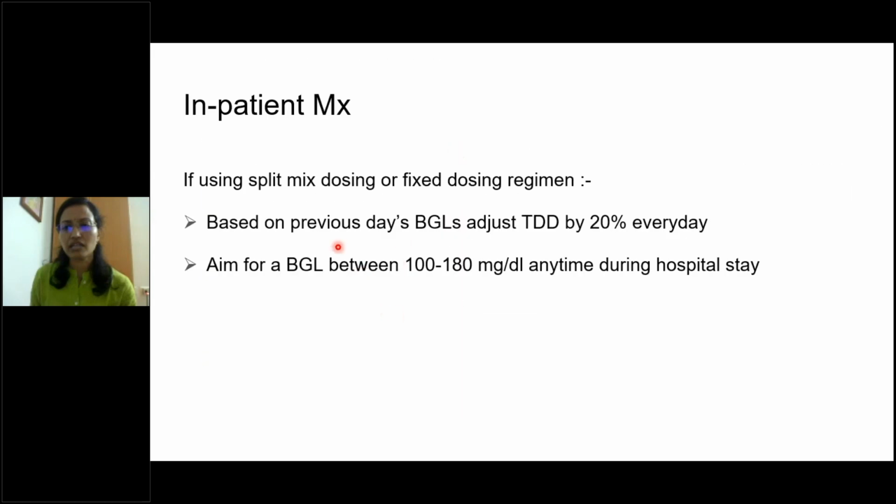So if you are using a split mix two injections a day regime, you cannot do daily adjustments. Then you calculate the total daily dose of the previous day and you look at the blood glucose levels. If you're using a split mix regime, you look at the glucose levels, and with the blood glucose higher, you increase or decrease accordingly.